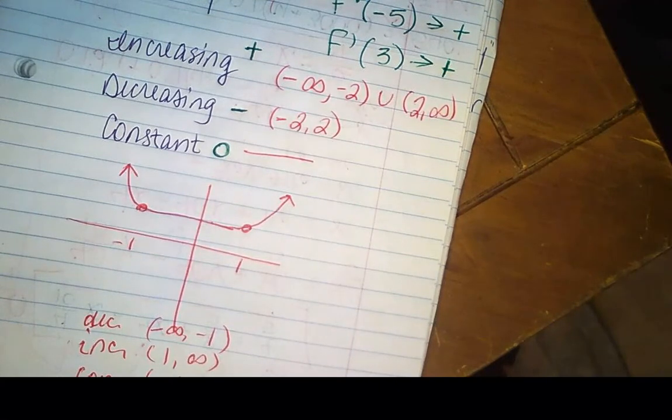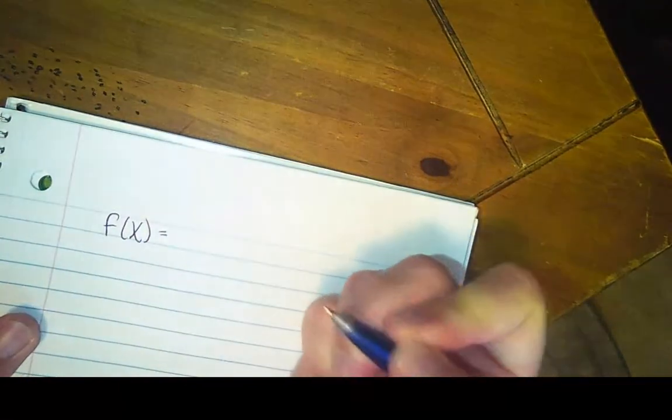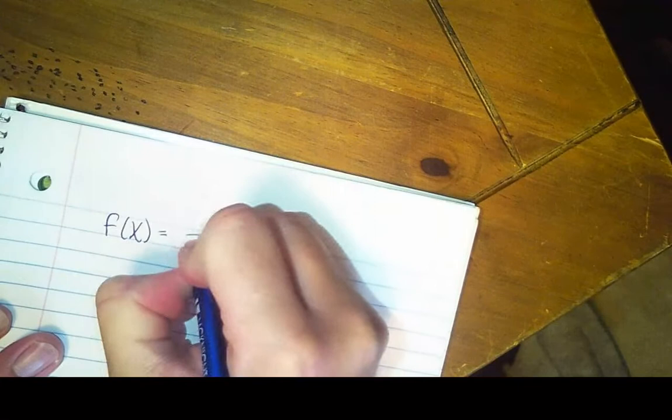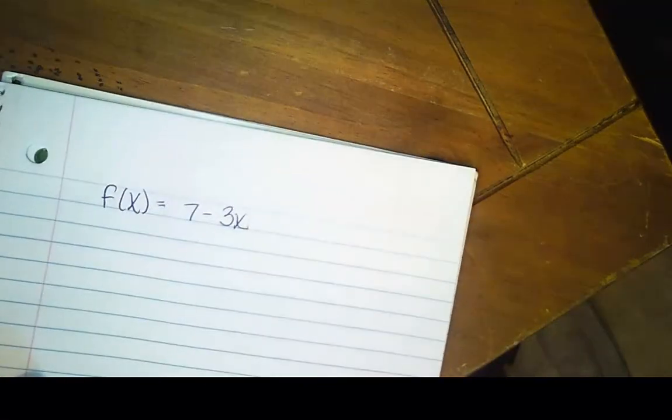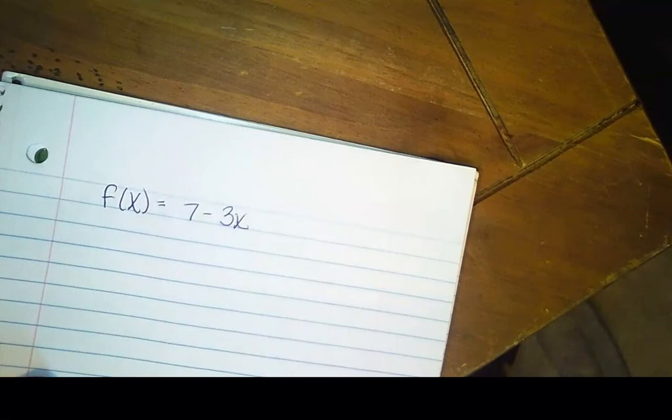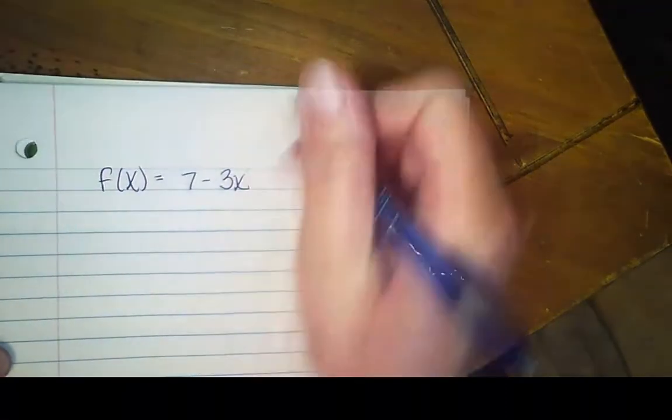All right, so now we're going to do actual practice with how do I make this thing work. How do I make this work? So I have a function, and my function is 7 minus 3x. I want to know the intervals where it's increasing and the intervals where it's decreasing. So step 1 is going to be take a derivative.